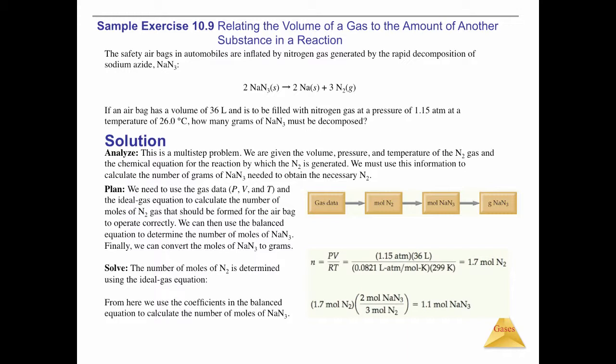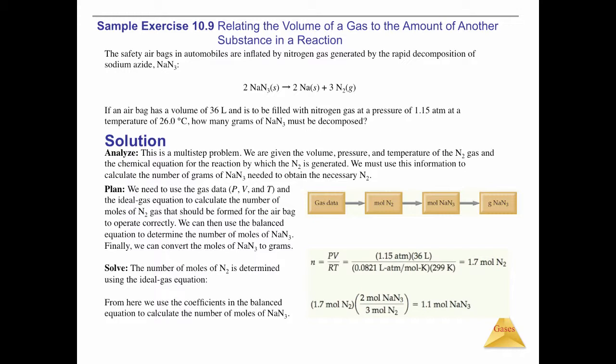This is a multi-step problem. We're given the volume, pressure, and temperature of the nitrogen gas and the chemical equation for the reaction by which the nitrogen is generated. We must use this information to calculate the number of grams of sodium azide needed to obtain the necessary nitrogen. We need to use the gas data, pressure, volume, and temperature, and the ideal gas equation to calculate the number of moles of nitrogen gas that should be formed for the airbag to operate correctly. We can then use the balanced equation to determine the number of moles of sodium azide, and then finally we can convert the moles of sodium azide to grams.